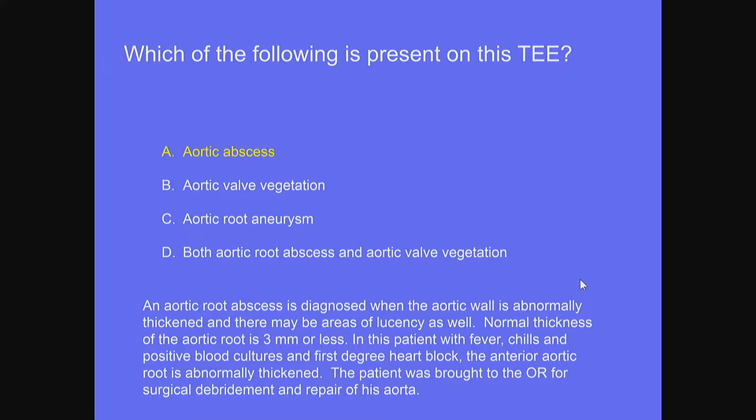An aortic root abscess is diagnosed when the aortic wall is abnormally thickened, and there may be areas of lucency as well. Normal thickness of the aortic root is 3 millimeters or less. In this patient with fever, chills, and positive blood cultures, as well as first-degree heart block, the anterior aortic root is abnormally thickened. The patient was brought to the OR for surgical debridement and repair of his aorta.